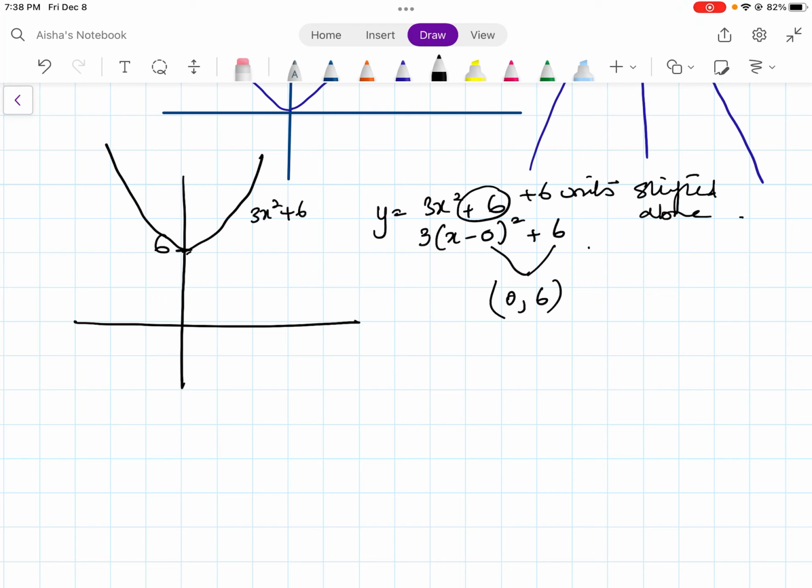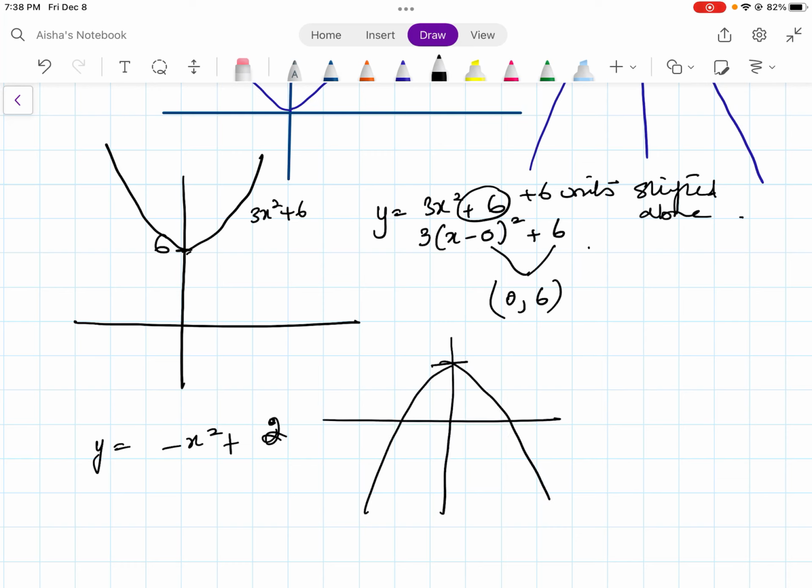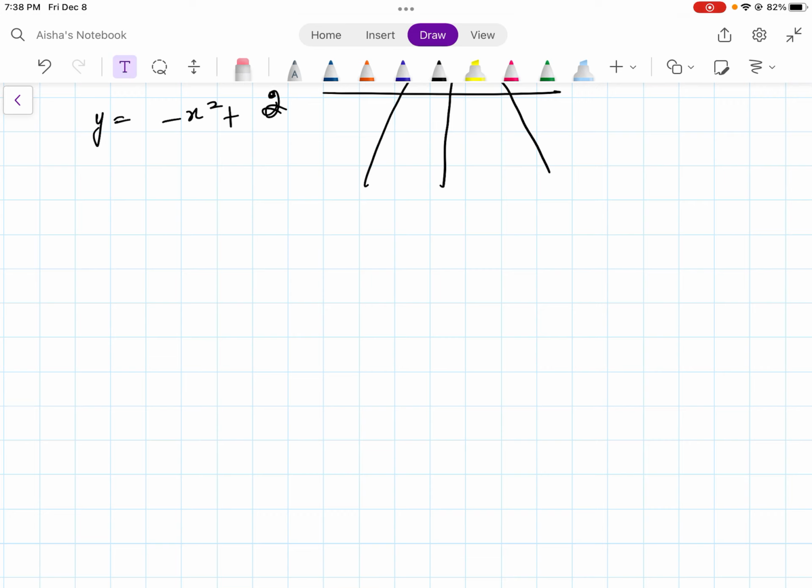3x square plus 6. Similarly, y is equals to minus x square minus 2 plus 2, चलो. उल्टा होगा लेकिन plus 2 से ऊपर shift हुआ होगा. So these graphs can be drawn directly without anything. ठीक है? अच्छा, now let's move on to the cubic graphs.